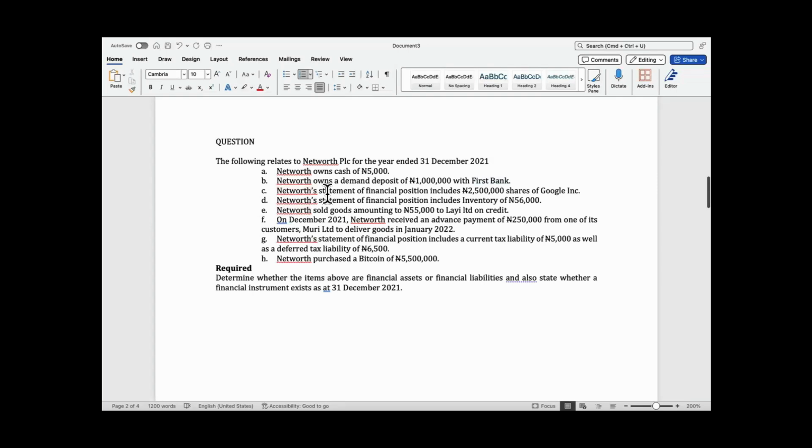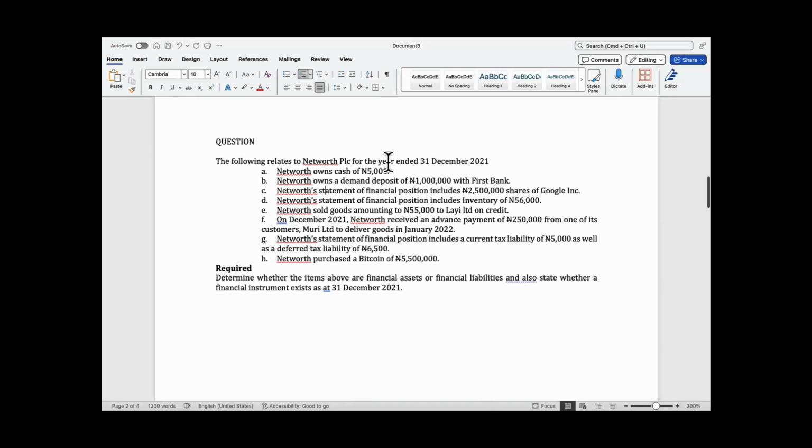Okay, let me try. For the third one, it says Networth's statement of financial position includes 2.5 million naira shares of Google Incorporated. I think a financial instrument exists because Networth has 2.5 million naira in shares. That 2.5 million is a financial asset to Networth. The 2.5 million is also a financial liability to Google Incorporated. And for the shares that have been allotted to Networth Limited, they will also have a share certificate issued to them.